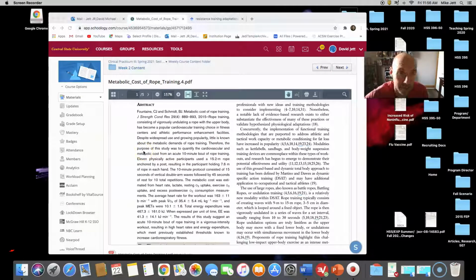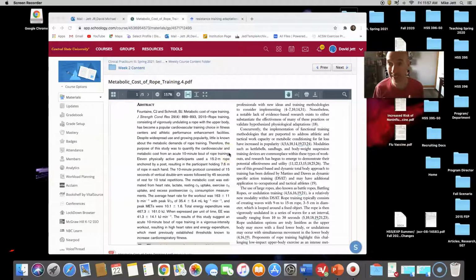Okay, so let's read that. The purpose of this study was to quantify the cardiovascular and metabolic cost from an acute 10-minute bout of rope training. Okay, so that right there finishes the summary of the introduction.